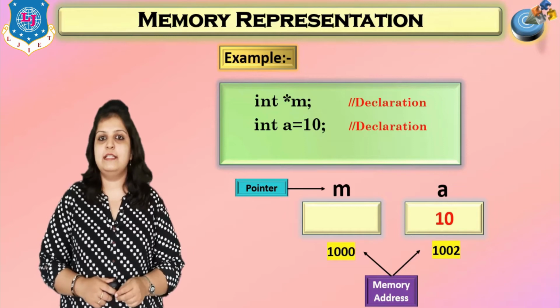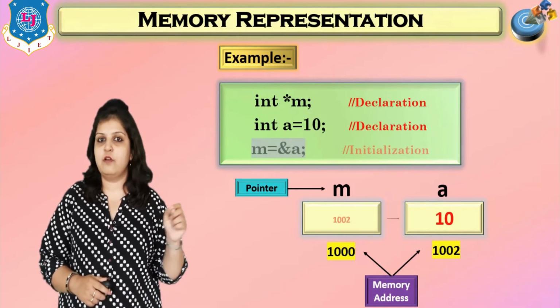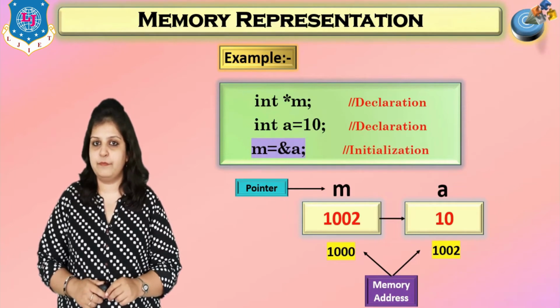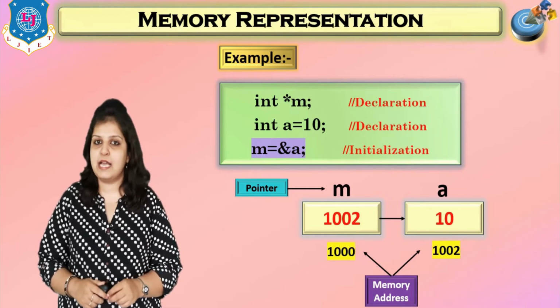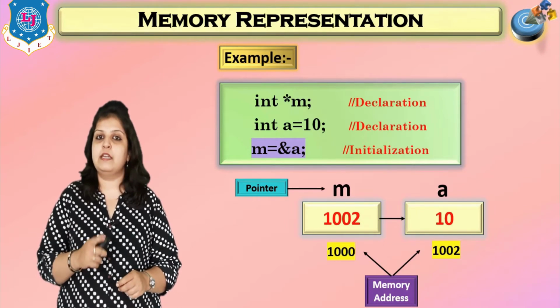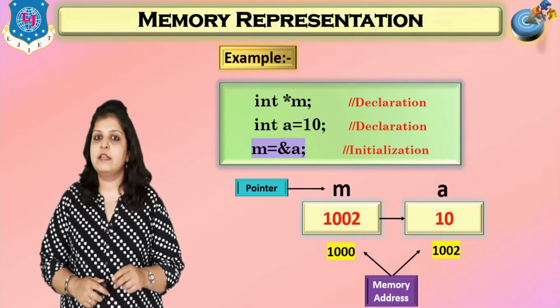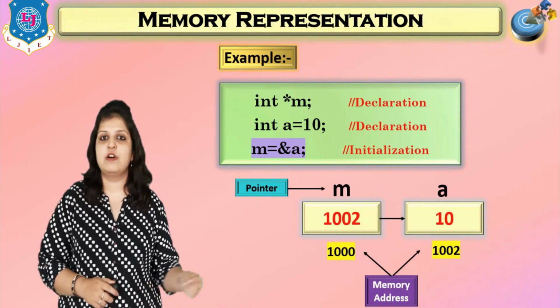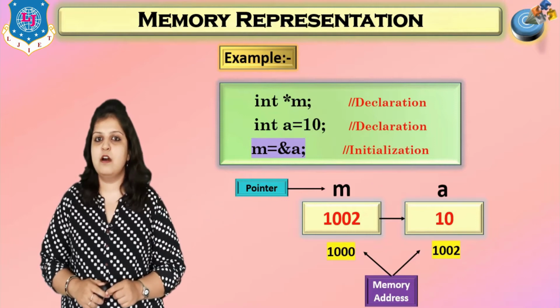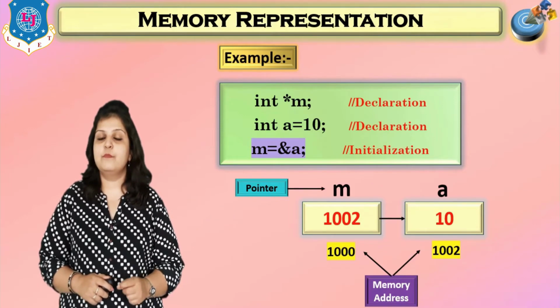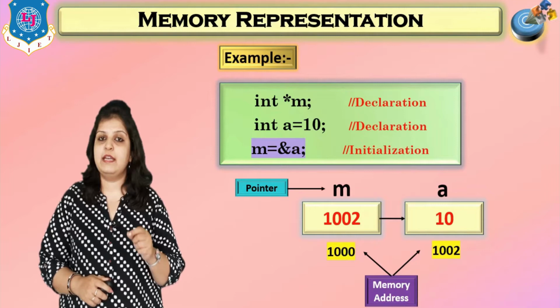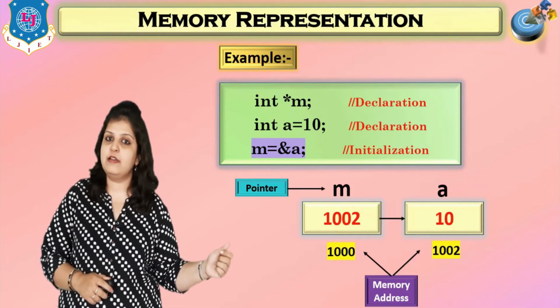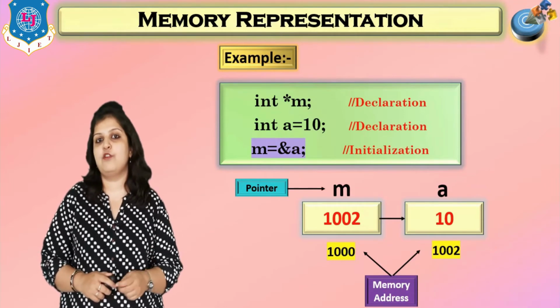Now the next line is the initialization of our pointer. So m is equal to ampersand a. When this statement executes, the address of a will be stored in our pointer m. So here you can see that the address of a is 1002. So 1002 will be stored in our pointer m. By using this pointer we can access the value of our a variable as well as the address of the a variable.